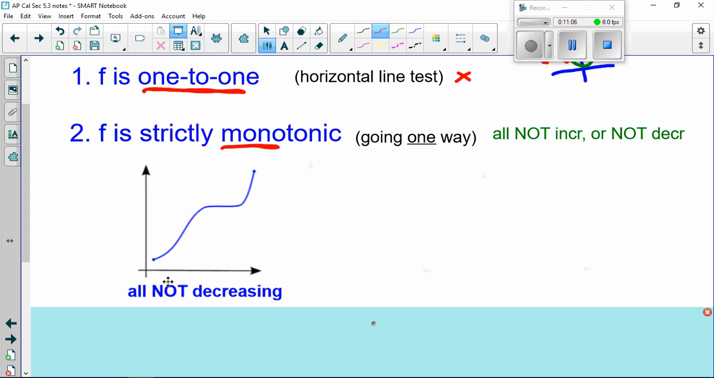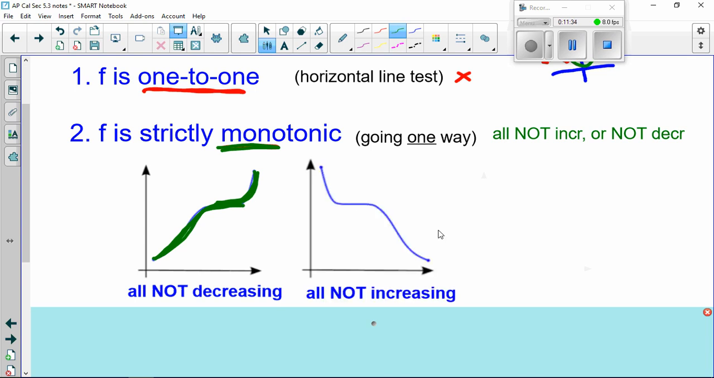This first graph is all not decreasing. Do you see how our graph is always going up or flat? We can't say always increasing because sometimes it's flat, like right here. So technically it's not increasing there, it's just staying constant, but it never decreases. So it never switches to decreasing. That means it's going one way. So this is monotonic.